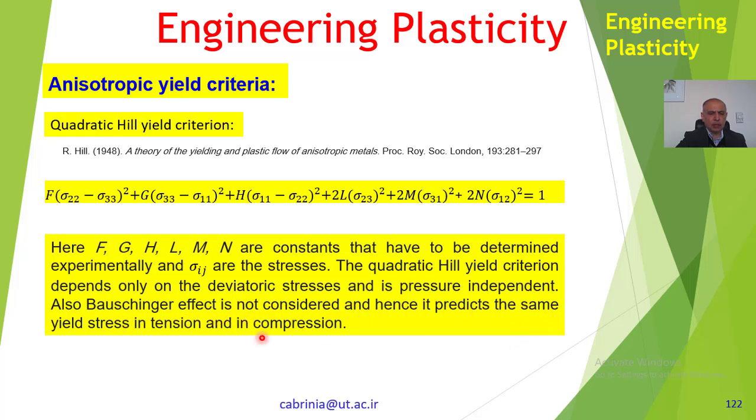So it predicts the same yield in tension and compression. Notice that we are saying that in one direction it gives the yield stress value the same in tension and compression, but in another direction we will have the same tension and compression in that direction, but the two directions give two different values for yield. Okay, so that's how it works.